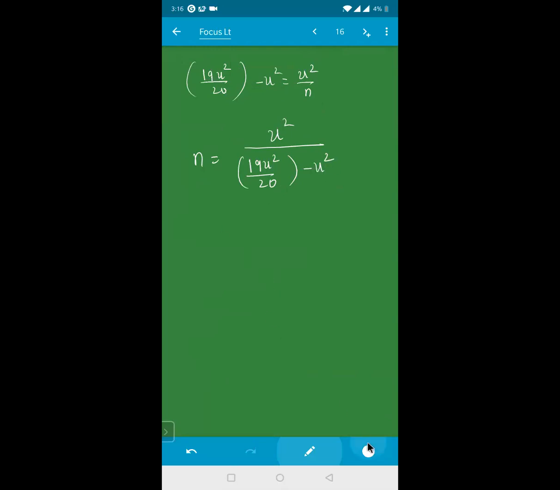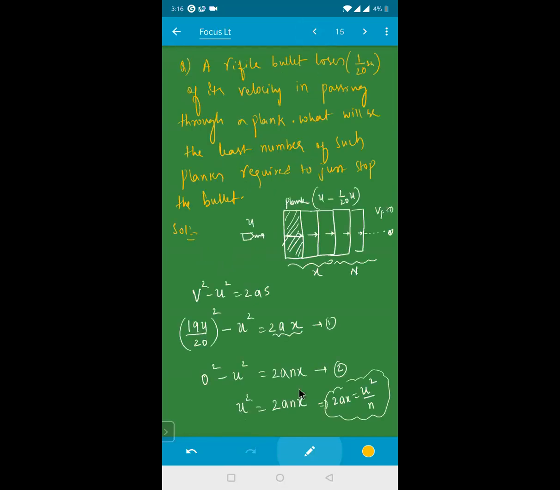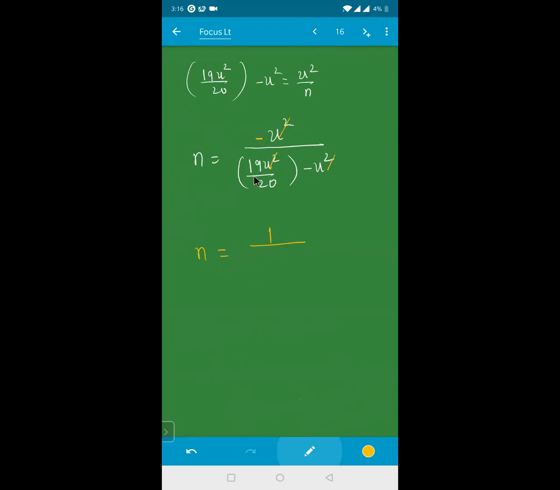Something is visible happening, see. u square got cancelled. So n will be equal to how much, beta? Can anyone tell me right now? How much will this be? It is minus, na. This one is nothing but u into a, retardation. So it is minus of u square. This is also minus, na beta. Here this is minus, so here also minus will come. Sorry, I left that minus sign. So this one is minus.